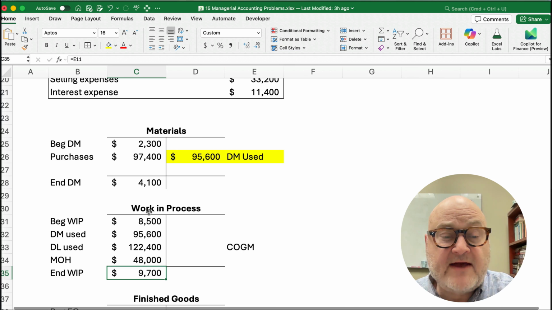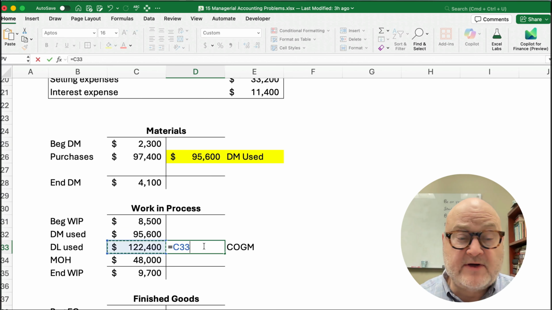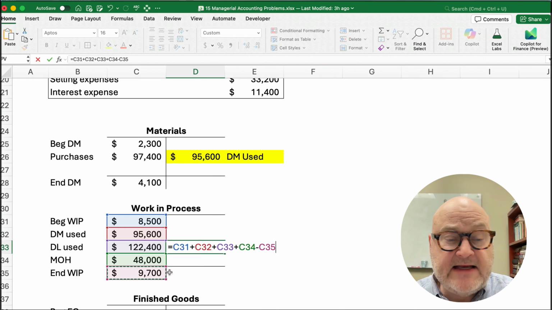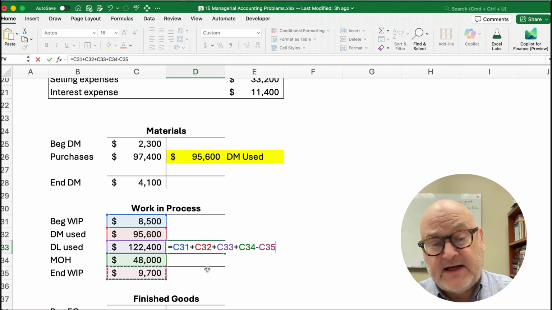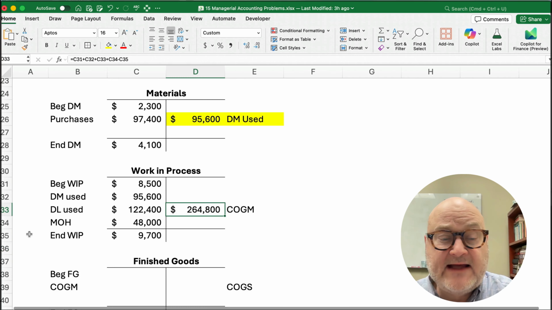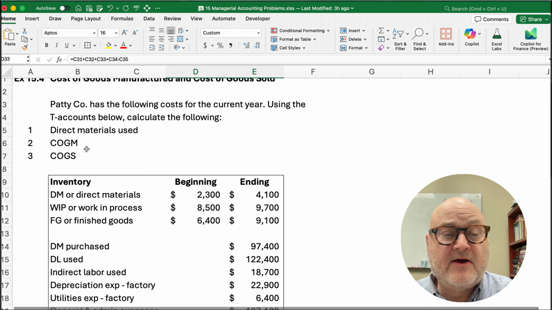All right, so here's what we have. We have all these materials, labor, and overhead, and we had beginning. So to calculate cost of goods manufactured, we're going to take the beginning plus materials plus labor plus overhead minus the ending work in process, what we didn't finish, and it gives us what we did finish. So that's $264,800, our cost of goods manufactured. That's the second thing we're trying to calculate. So here we're trying to calculate cost of goods manufactured.